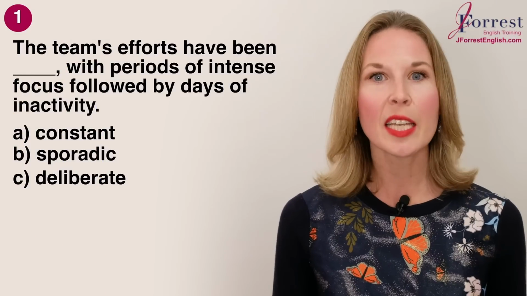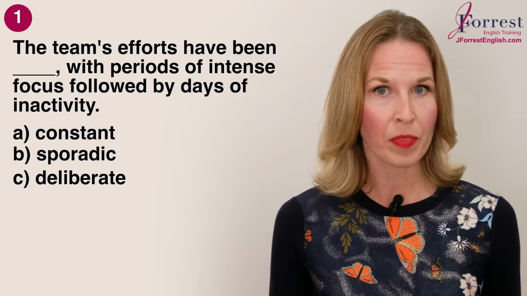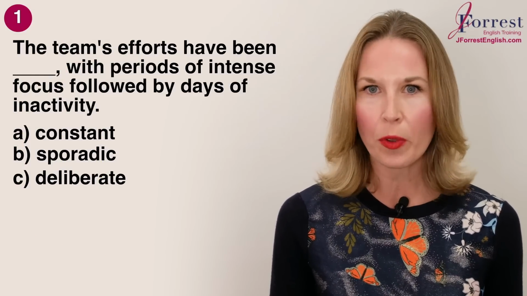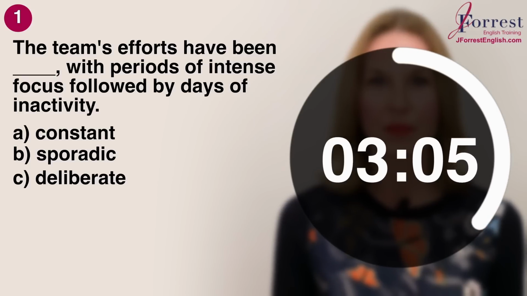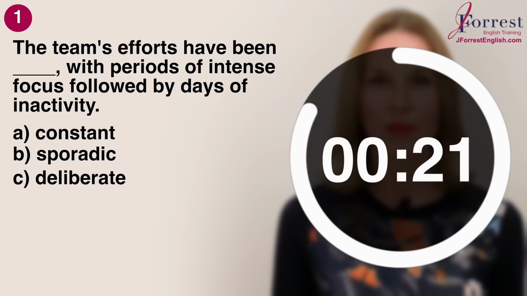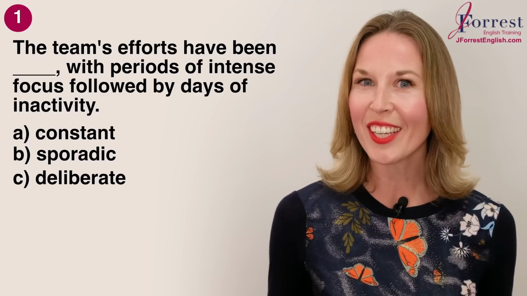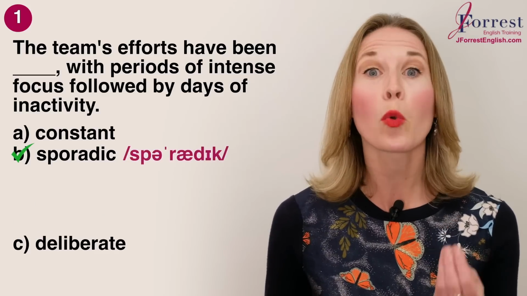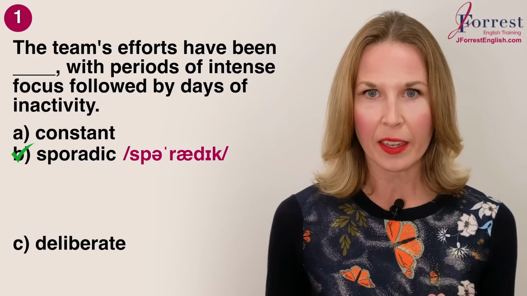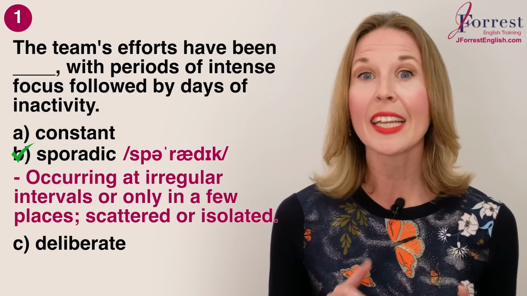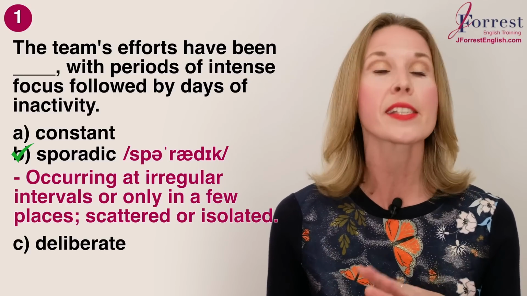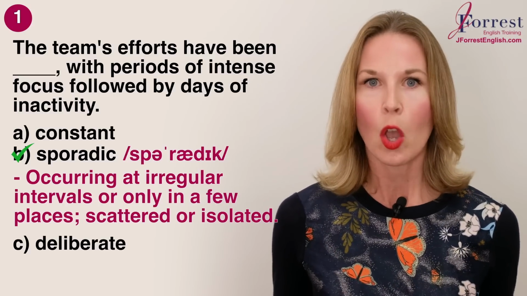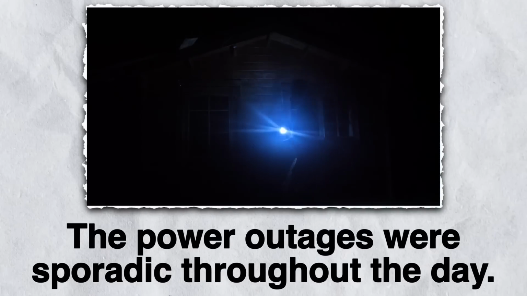Question 1. The team's efforts have been blank with periods of intense focus followed by days of inactivity. The correct answer is B, sporadic. Sporadic. This means occurring at irregular intervals or only in a few places, scattered or isolated. For example, the power outages were sporadic throughout the day.